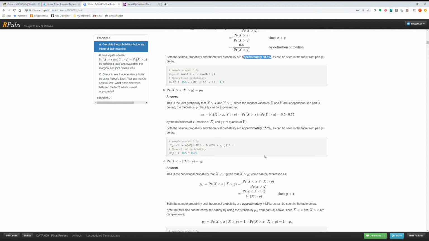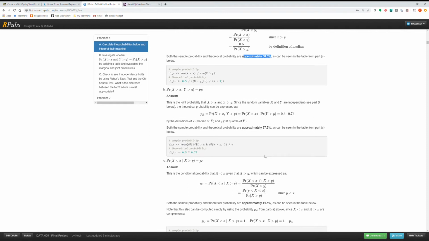The next probability is the joint probability that x is greater than little x and y is greater than little y. We can either assume that the variables are independent to calculate this, which we'll see whether or not that's a good assumption further on in this problem, or we can just measure it from the sample numbers that were generated. In either case, the probability comes out to approximately 37.5%.